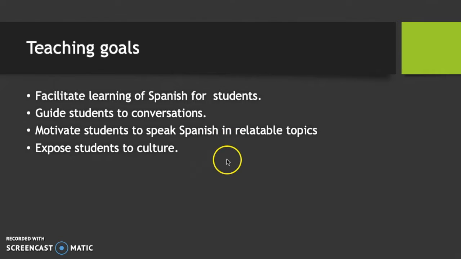In the following, you will see some of the activities we use as warm-ups or as activities for students to talk among themselves. I also, like I said, motivate them to speak Spanish on relatable topics, meaning they can speak of things that they normally speak of in English. They'll be using Spanish to converse with their classmates about some of these topics. Also, we use culture to provide the background of the communities that speak the language.